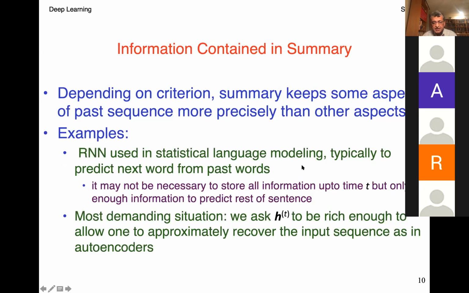An RNN used in statistical language modeling is typically used to predict the next word from past words. It may not be necessary to store all information up to time t, but only enough information to predict the rest of the sentence. We might call upon it to predict the next word. So we are guessing what the next word is.